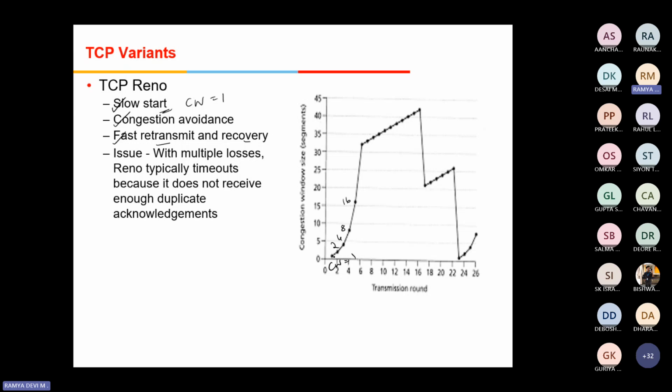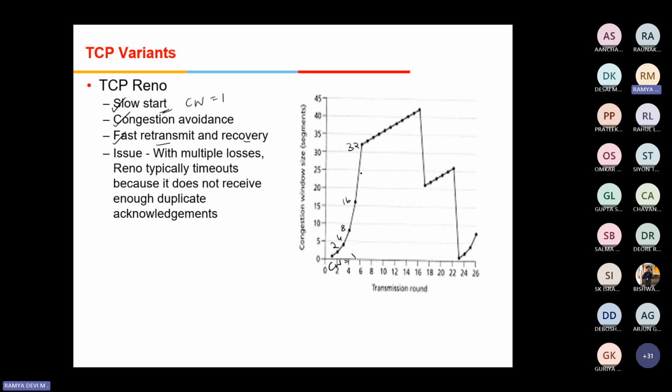So the window grows exponentially with the acknowledgements, doubling every round trip time. This will continue. Now it is reaching the threshold value. In this example, the threshold value is 32. Once it reaches the threshold value, what will happen?